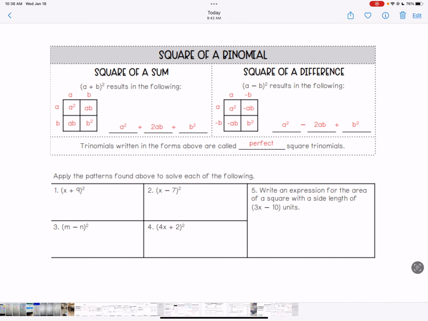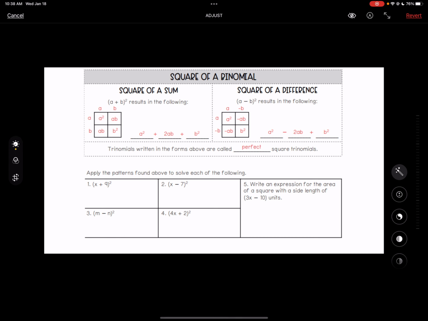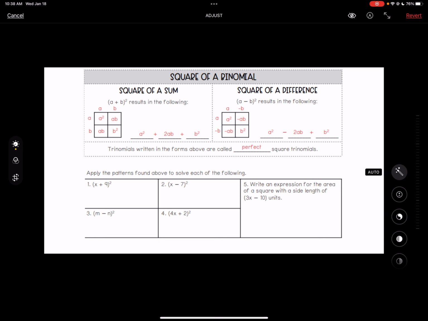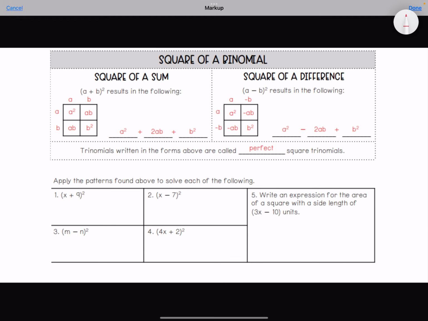Right here we have square of a binomial. This right here is what we just talked about. You don't have to think about it. It's on your formula chart. Same thing when we subtract, and it's on your formula chart. So these are really, really easy.